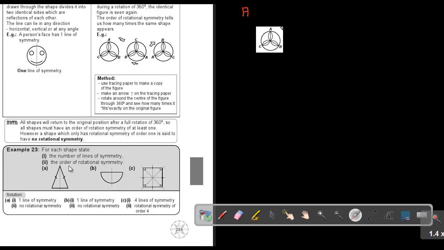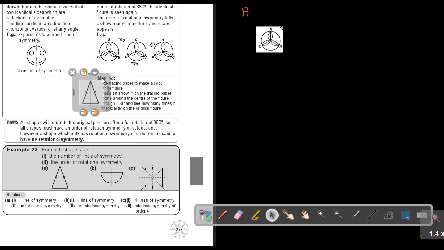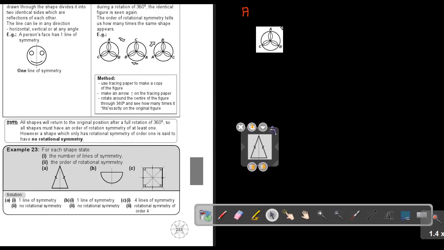Okay, but let's look at an example. Example 23. For each shape, state the number of lines of symmetry and the order of rotational symmetry. Now, this is an isosceles triangle. Now, I want to show you again, and I'm going to try to use my technology to help you. Okay, so copy the figure. Now, there's my figure. Now, I'm going to start rotating it, and I'm going to rotate it until this sharp point is on top again, and see if it fits. It only fits as soon as I'm at the original position.